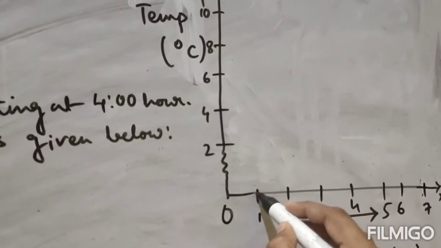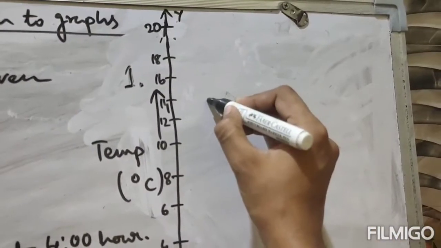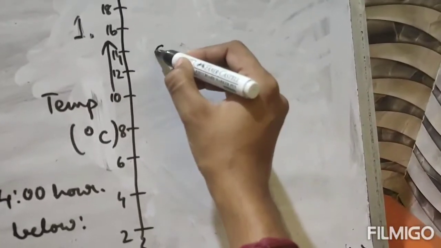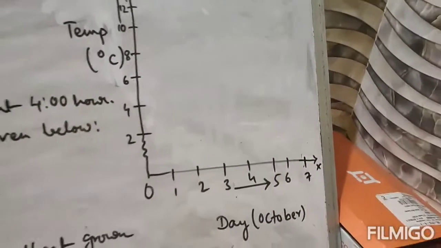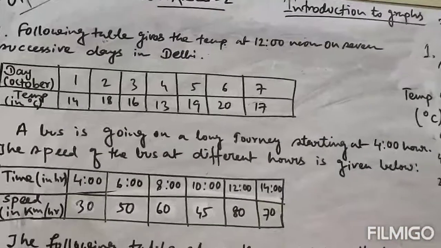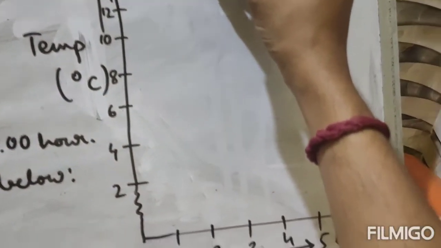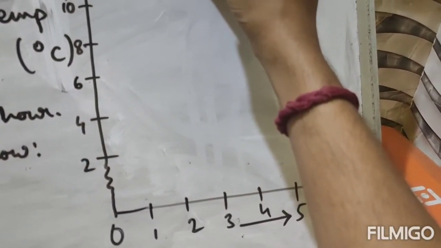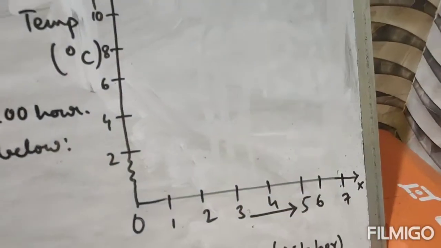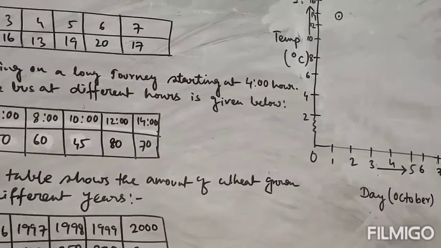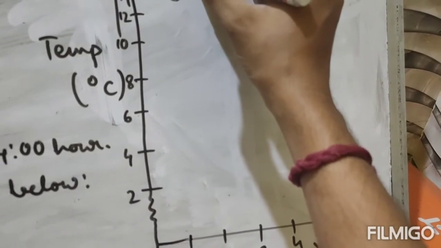Clear? Now see, on the first day the temperature is 14 degrees centigrade. That means this is 14 degrees centigrade, and this is the first plot. First day 14 degrees centigrade, second day 18 degrees centigrade, so on the second day it will be above 16. Third day it is given 16 degrees centigrade, so 16 degrees on the third day is this one.